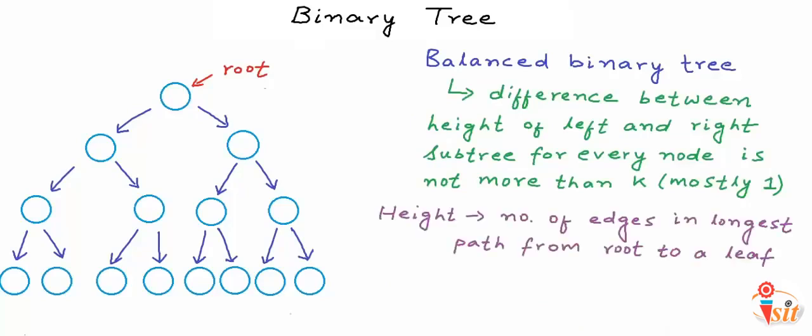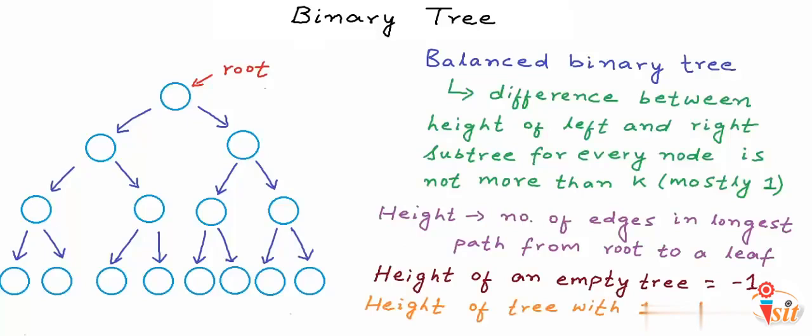We had defined height earlier as number of edges in longest path from root to a leaf. Height of a tree with just one node, where the node itself will be a leaf node, will be 0. We can define an empty tree as a tree with no node, and we can say that height of an empty tree is -1. So height of tree with just one node is 0 and height of an empty tree is -1.